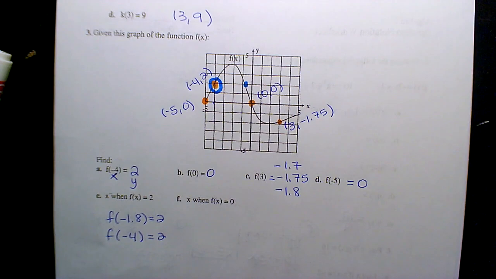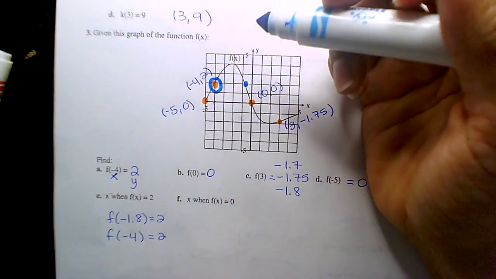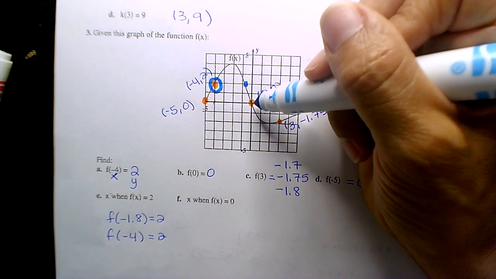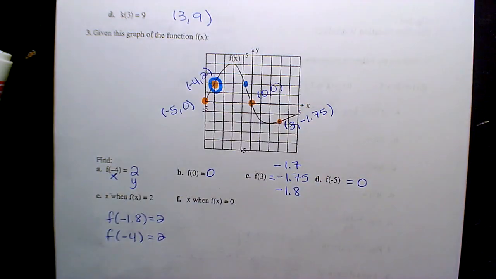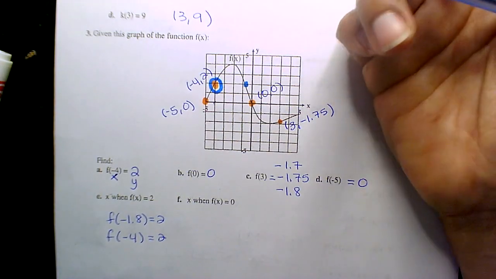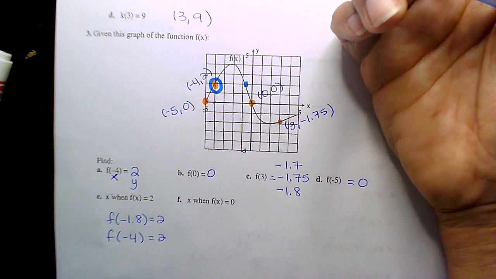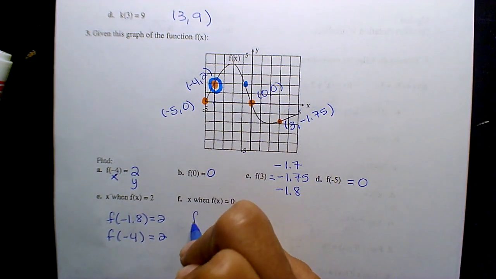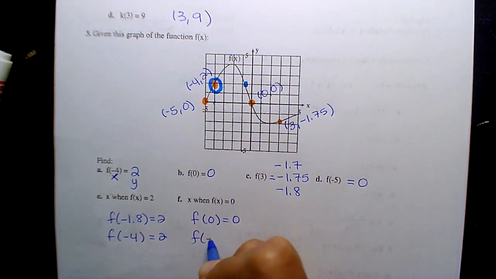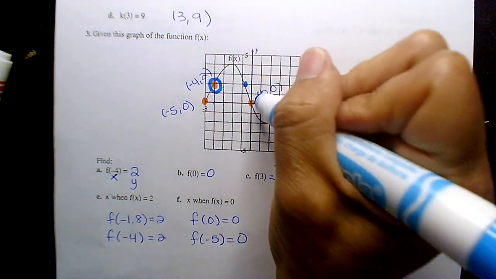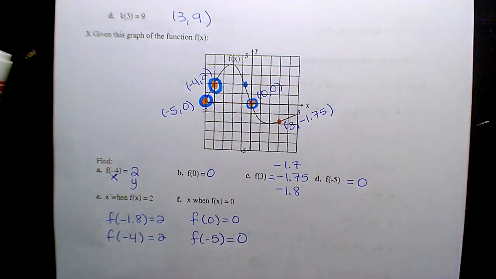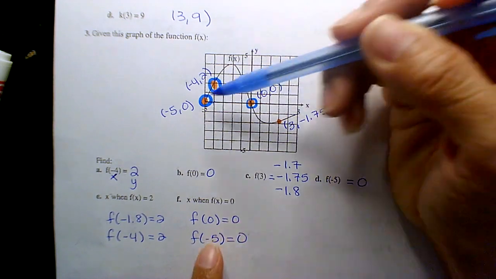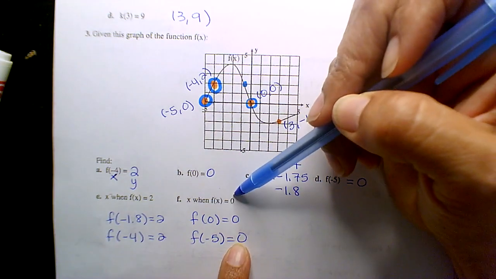And you also have 2 options when f of x is equal to 0. Now find where the function crosses the x-axis. You have two x-intercepts. What are the two x-intercepts? 0 and negative 5. So f of 0 gives me 0, and f of negative 5 gives me 0. Here and here. Because when x is 0, I get 0, and when x is negative 5, I get 0, because that's the output value.